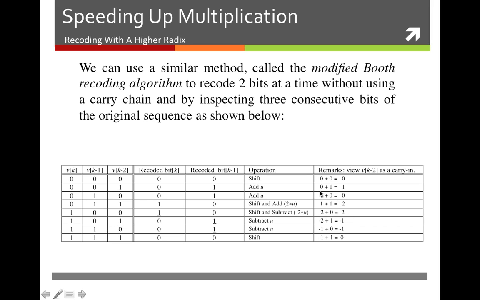So, of course, whatever values you come up with, like here, if it's actually -1, that means subtract u. If it's -2, that means shift and subtract. If it's +2, shift and add. So you know exactly what you need to do when you see these representations.